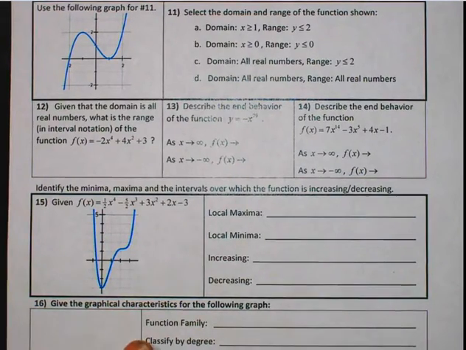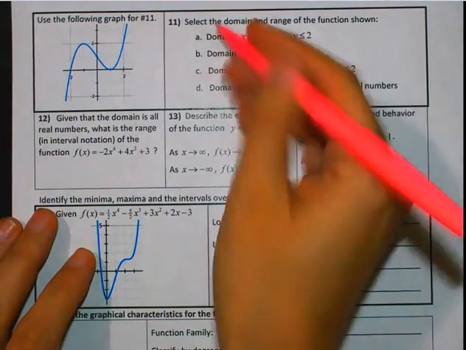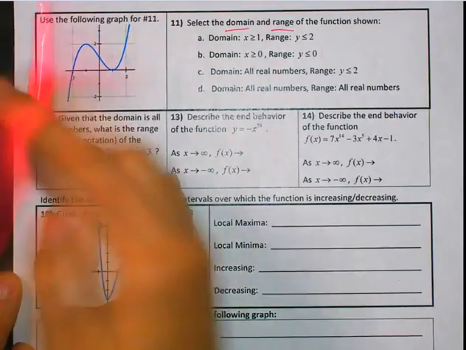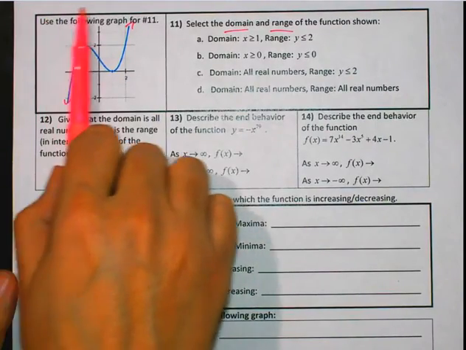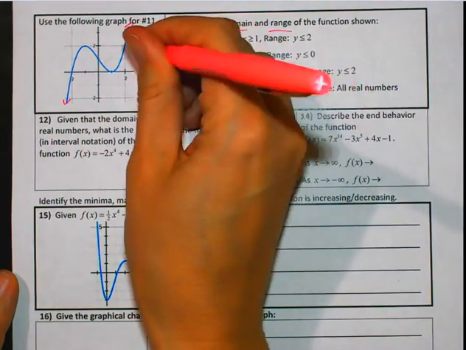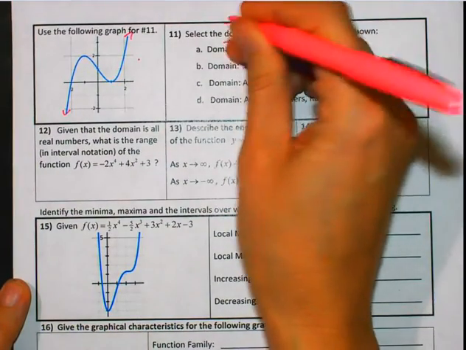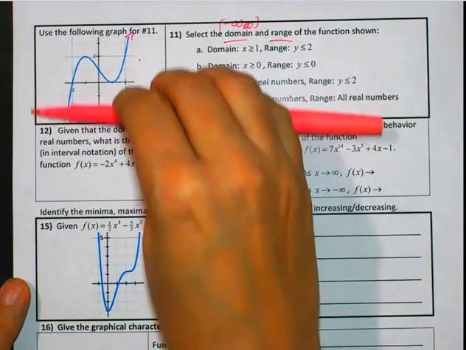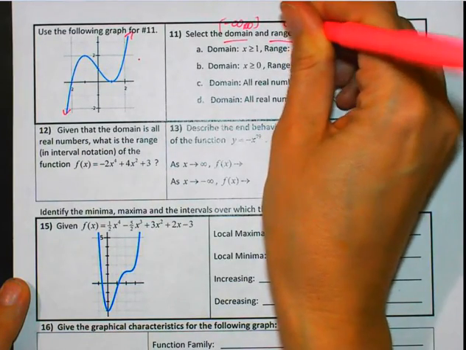Okay, so the first question says select the domain and range of the function shown. So domain is all my x values, starting from the left. Remember that this graph is going to keep going on both ends, so it includes negative infinity all the way to positive infinity. Let's try my range from down. This is going down still, so negative infinity, and it's going to keep going up. Negative infinity to positive infinity.